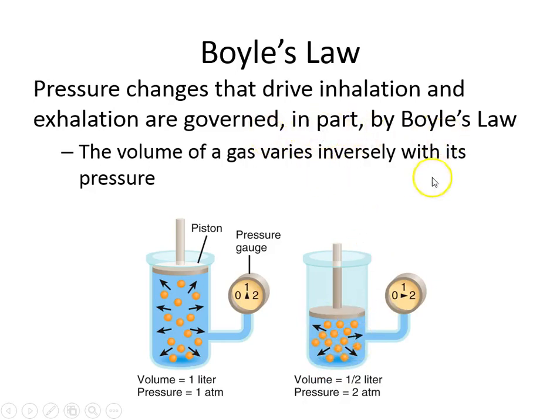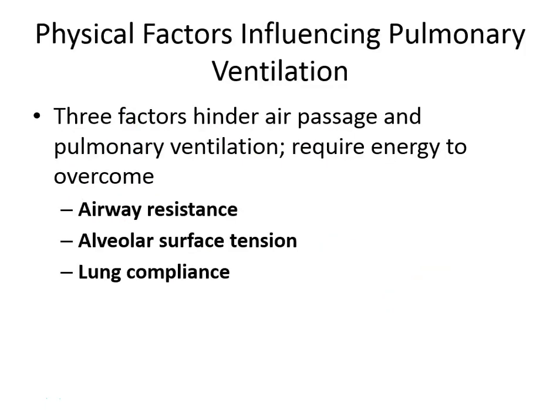So that's what we mean by varies inversely. If you decrease a volume, the pressure increases. Inversely means they are oppositely related. If you increase the volume, the pressure decreases. As one goes up, the other goes down. So we change the volume of our thoracic cavity to change the pressure there.